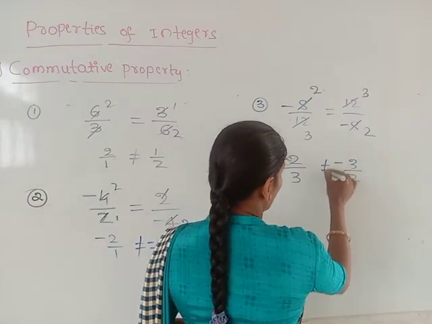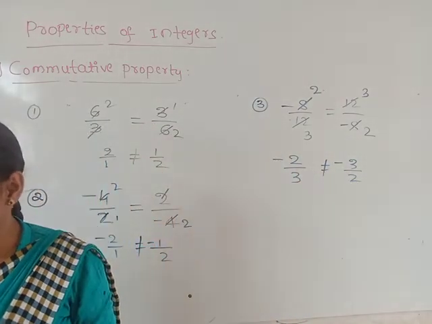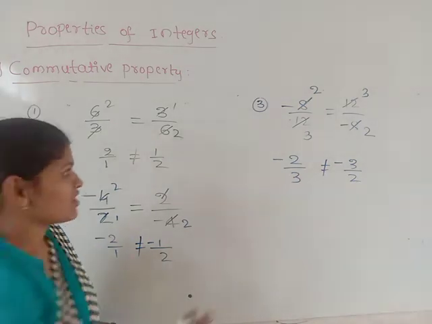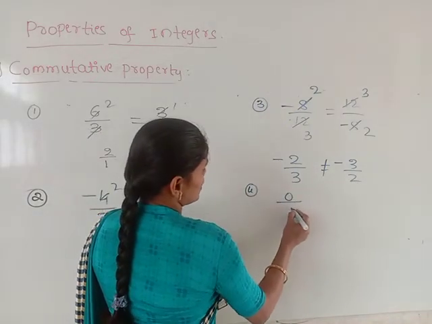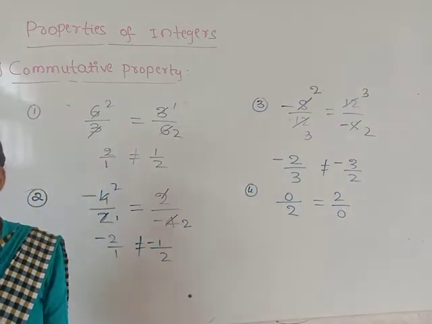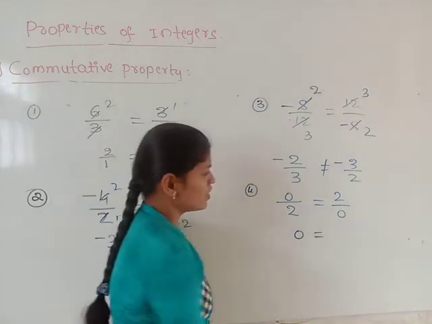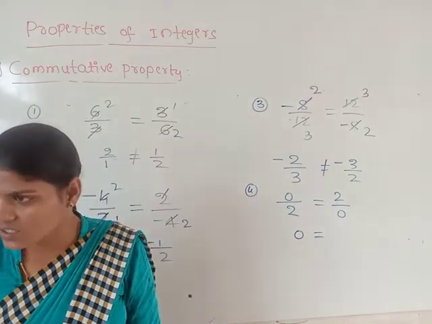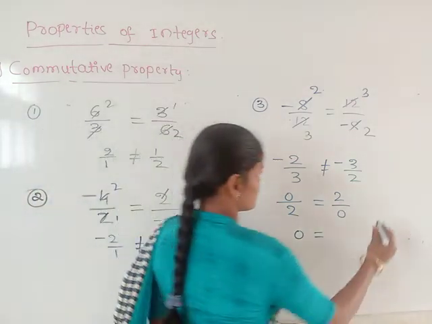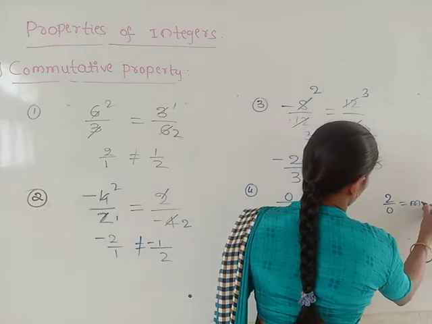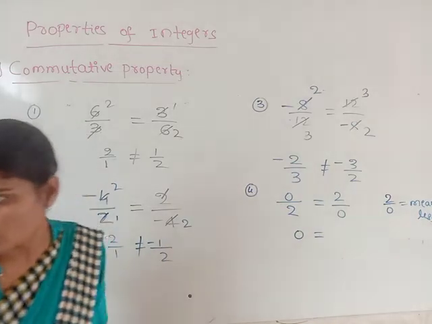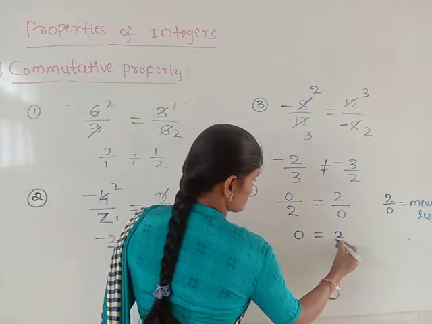Then one more example, with 0 and one positive or negative number. Shall we check it? Okay. 0 divided by 2, whether it is equal to 2 by 0? 0 divided by any number is 0. Then what is the value of 2 by 0? There is no meaning for 2 by 0. It is meaningless, so there is no value for that. So we have to keep it as 2 by 0.